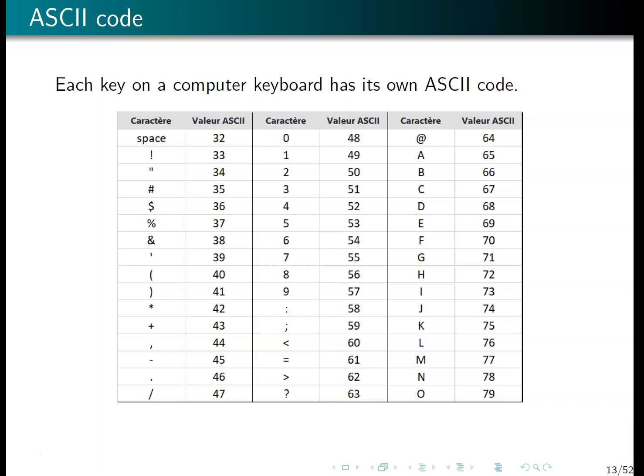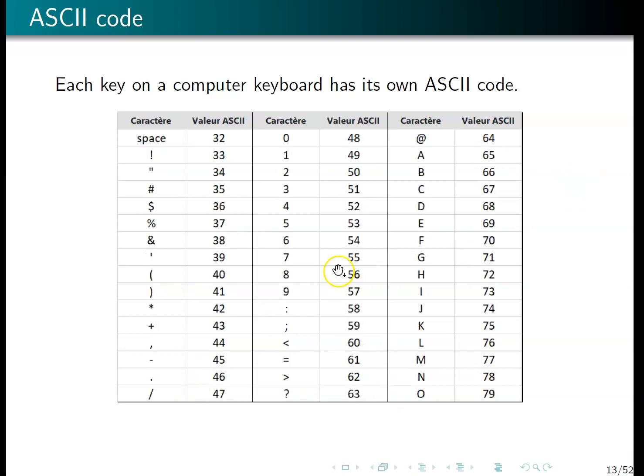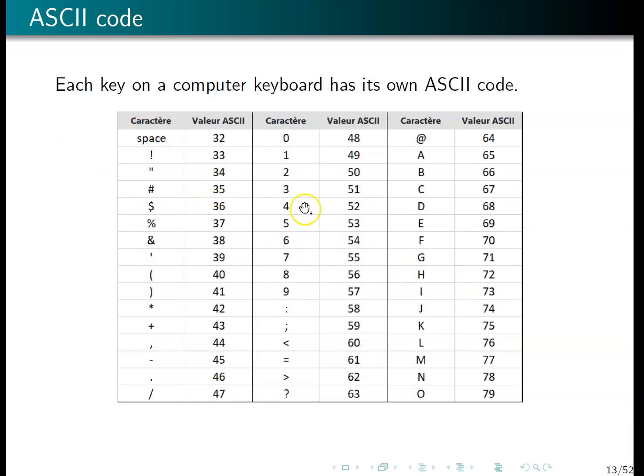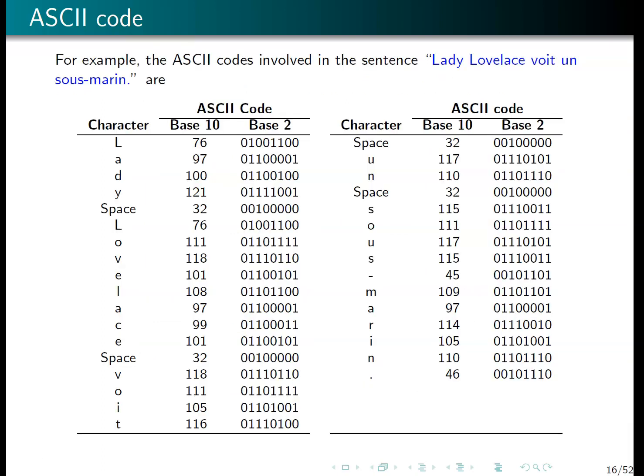Each time we press a key on a computer keyboard, the computer records an ASCII code. So here are all the ASCII codes of the general English computer keyboard. There's an ASCII code for space, special characters, and then letters. Note that the ASCII code of 2 is not 2, it's 50. So it's not an ASCII code for a number, it's for a key.